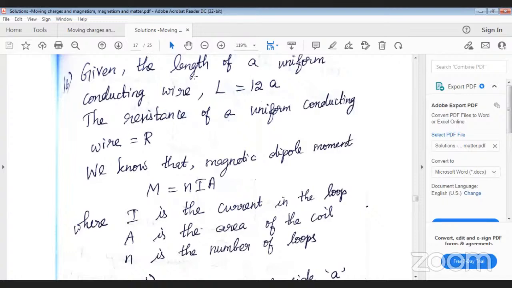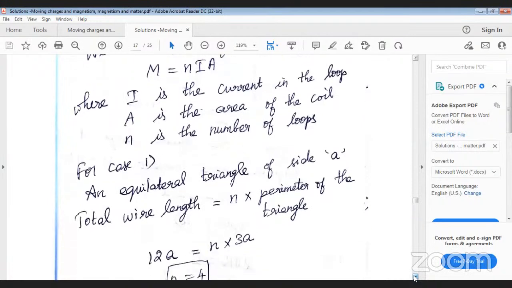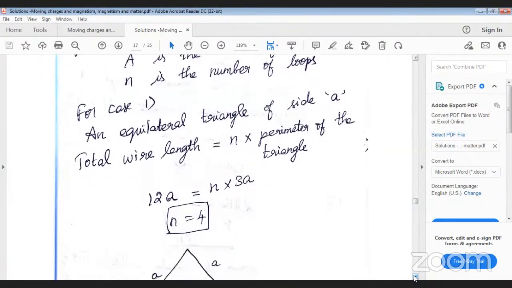and we all know very well that the magnetic dipole moment is given by M equal to NIA. Okay, where N is the number of loops and I is the current in the loop and A is the area of the coil. Using this formula we are going to calculate the magnetic dipole moments.